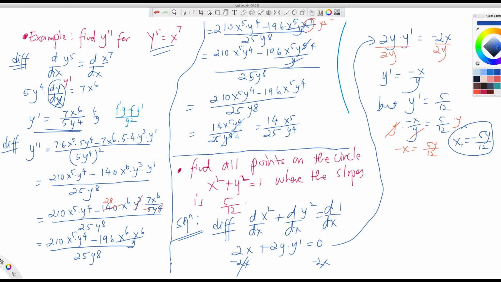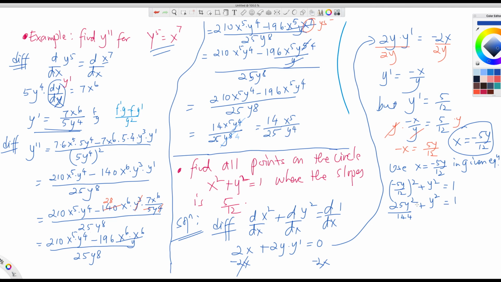I need to plug that x into the given equation, okay? So use x equals negative 5y/12 in the given equation. You will get x squared, which is negative 5y/12 squared, plus y squared equals 1. That's the given equation, right? So how much is that? 25y squared over 144 plus y squared equals 1, right?